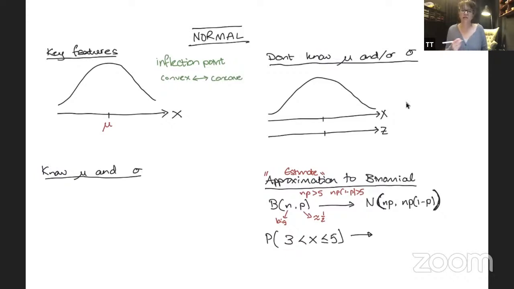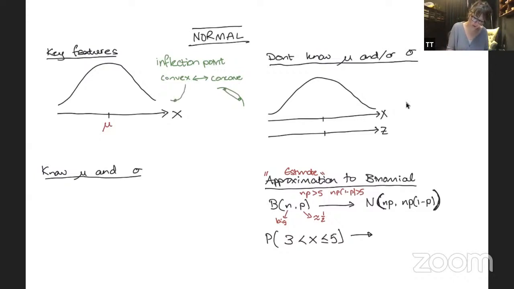Concave is where the second derivative is negative. Convex is where the second derivative is positive. So it's where the second derivative switches from negative to positive, but we don't need to work that out with a normal distribution. With a normal distribution, we just need to know what those words mean. So concave is where if you join up two points, the line is underneath.